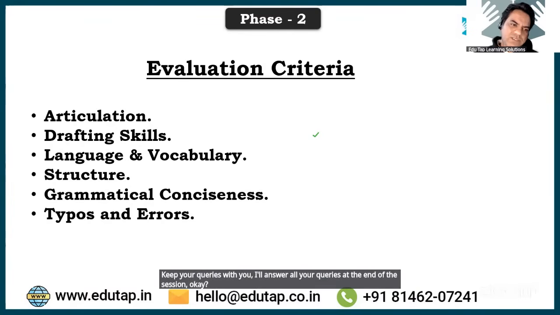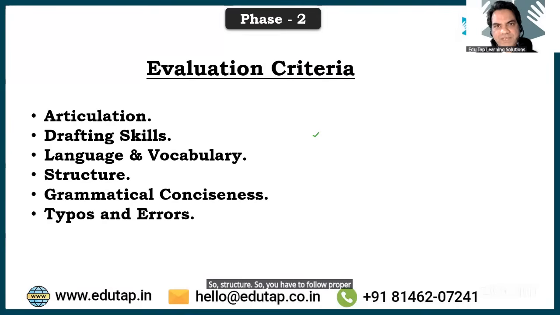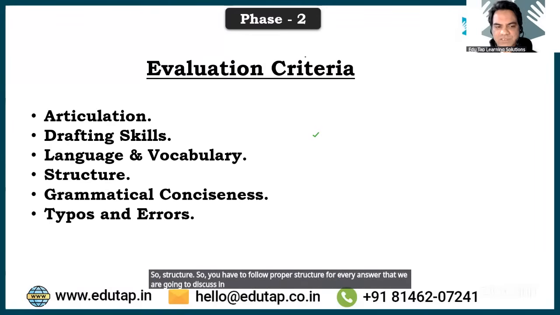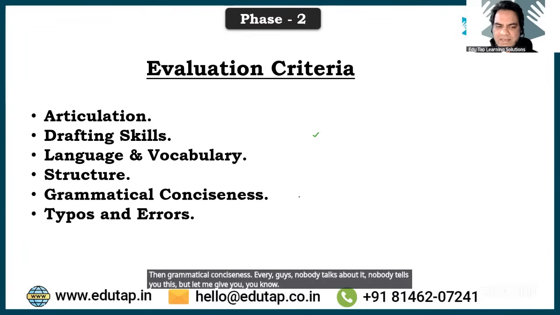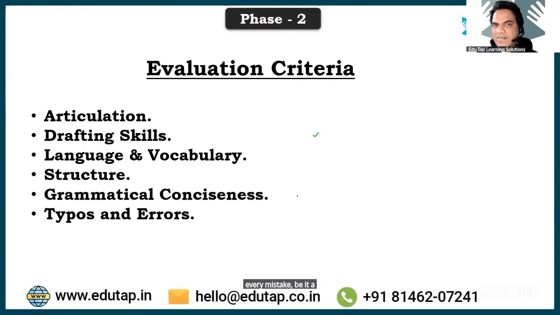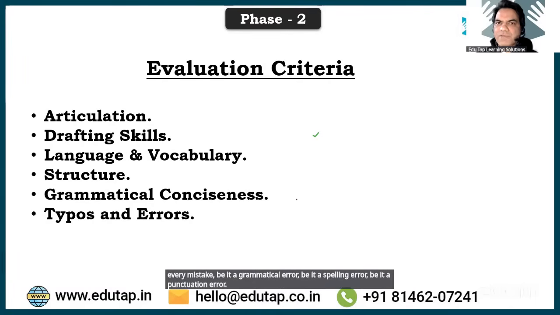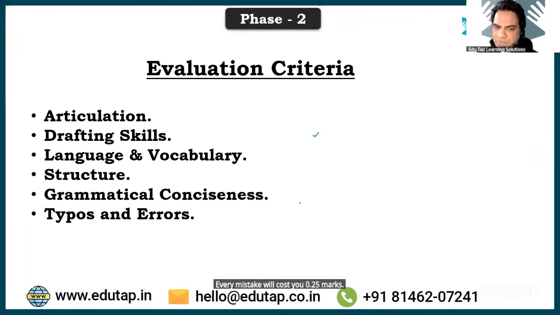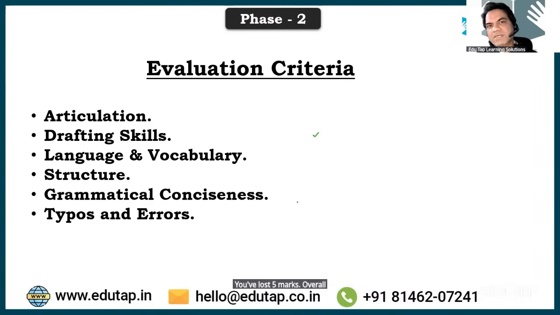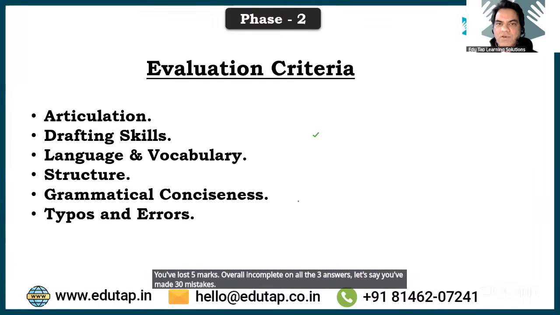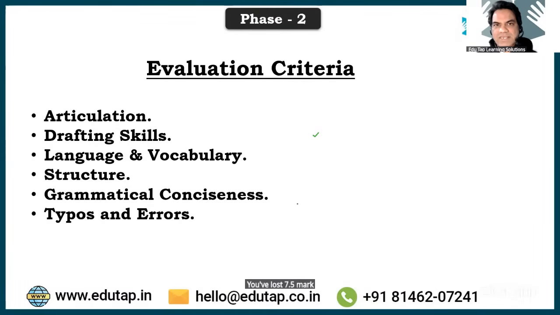Okay. So structure. You have to follow proper structure for every answer that we are going to discuss in these live sessions. Then grammatical conciseness. Guys, nobody talks about it, nobody tells you this, but let me give you a simple idea. Every mistake, be it a grammatical error, a spelling error, or a punctuation error, will cost you 0.25 marks. So if you make 10 mistakes, you've lost 2.5 marks. If you make 20 mistakes, you've lost 5 marks. Overall, in all the three answers, let's say you've made 30 mistakes, you've lost 7.5 marks, or 40 mistakes, 10 marks. And if you lose 10 marks, I don't think you can recover from that.